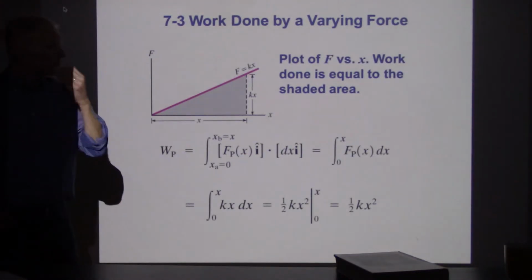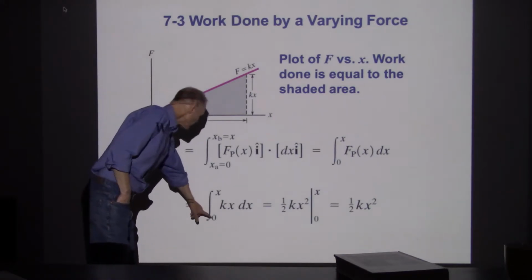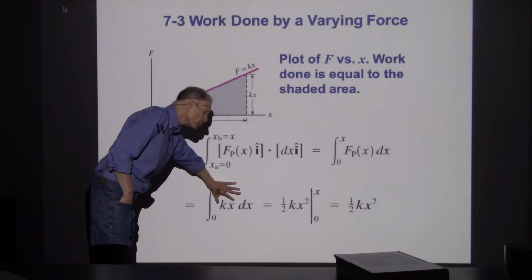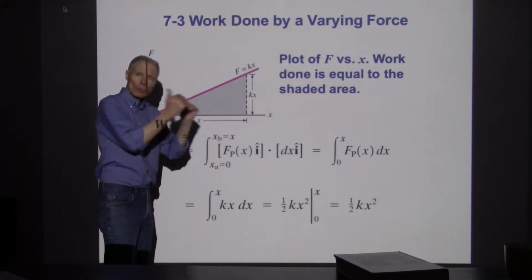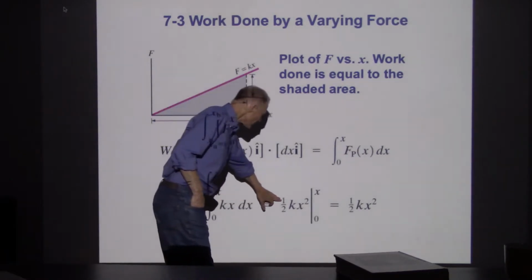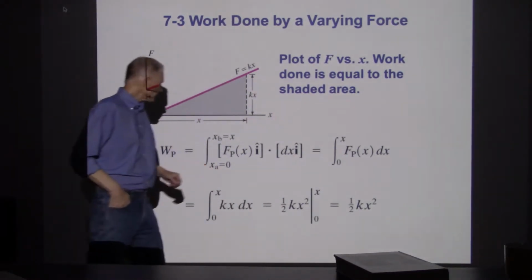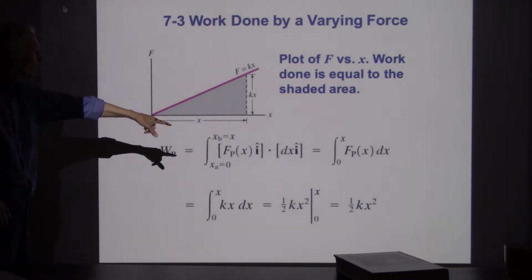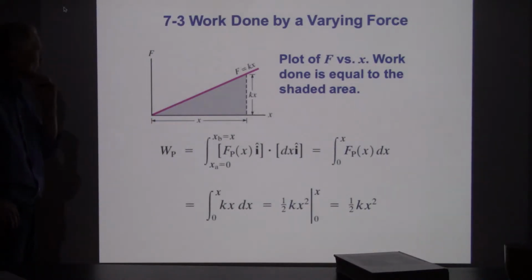So coming back to here, what we have now is integrating from limits 0 to x, the force, kx, required to compress or stretch out the spring, times the displacement. We'll integrate that. The integral of x dx is 1/2 x squared. k is just a constant. And when we carry out the integration, we get a formula of 1/2 kx squared.